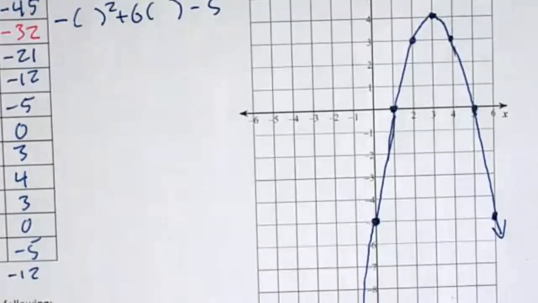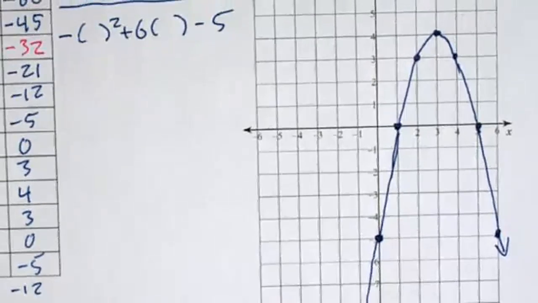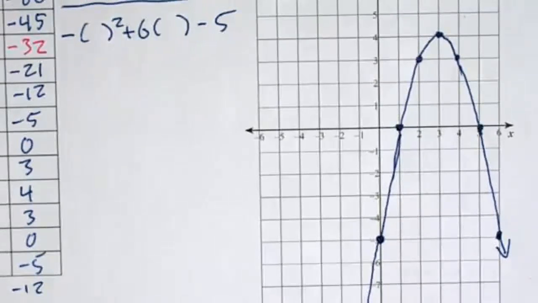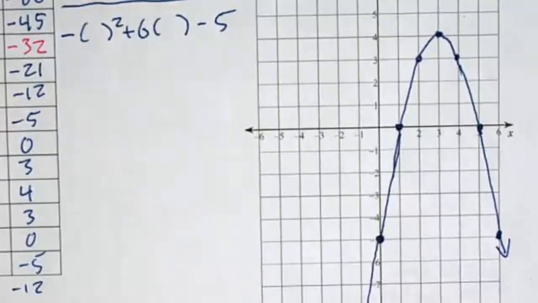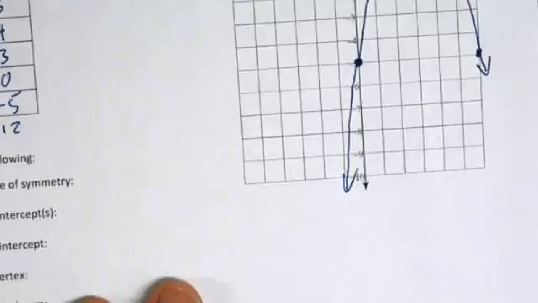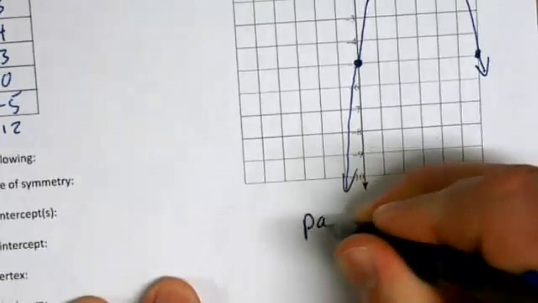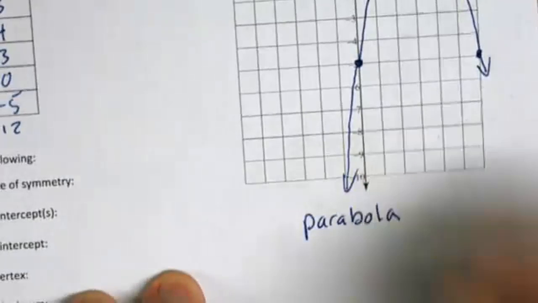This is important though. Does anybody know what we call the shape, this kind of U-shaped graph that it creates? It starts with a P. Say it again. Yeah, that's it. I think you were right. Did you say parabola or parabola? I know you did. Yeah, this is called a parabola. Write this down. Parabola.